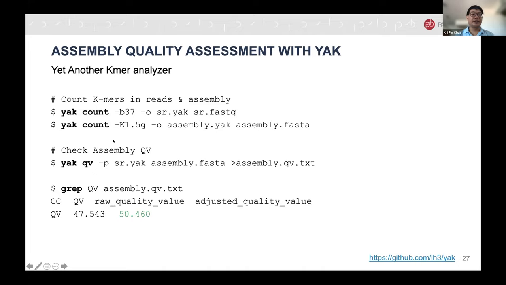So shown here is an example of the commands for the maize genome that we use. And once you generate the assembly QV value, you can look at the bottom of the file, which outputs the QV score in two columns. The first column is called raw quality value, and the second column is the adjusted quality value. The adjusted quality value incorporates an empirical model, because as the accuracy gets higher and higher, it's actually hard to quantify accurately. So Yak has an empirical model to adjust the values when the assembly quality values get higher and higher, so it is actually more accurate. And these are the values that we typically report in literature.